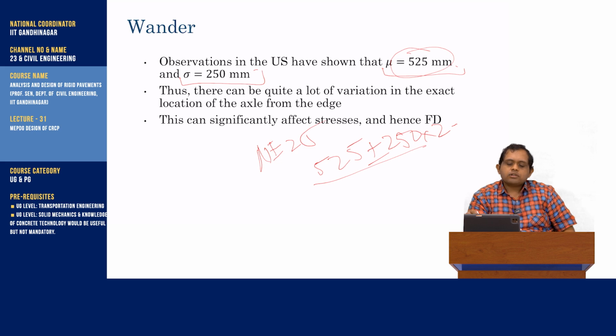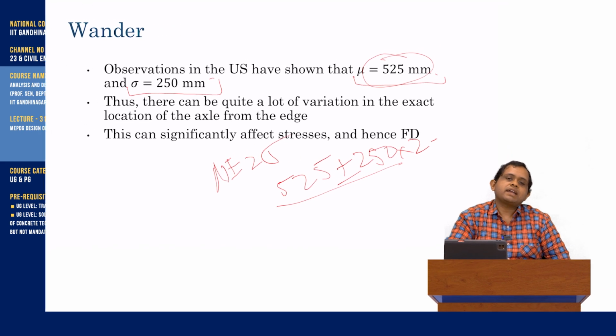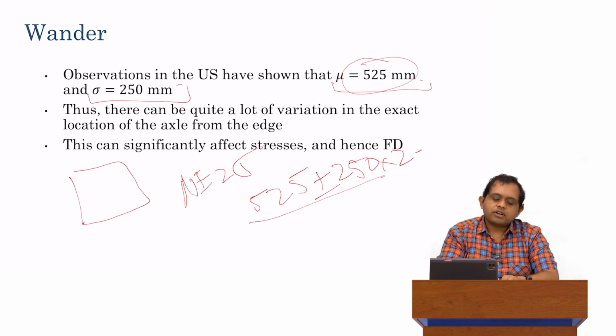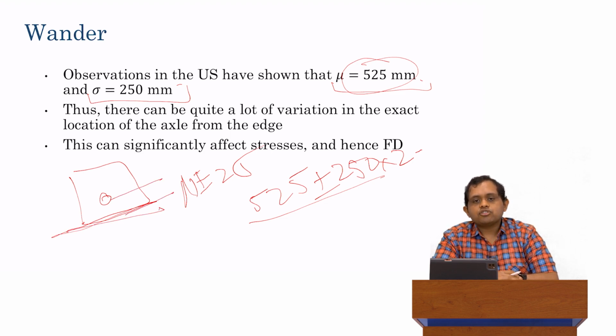So there is quite a lot of variation in the exact location of the axle from the edge. As I'll show you in the next slide, this is actually very important to consider, especially for rigid pavements. It is very important because, depending on the distance of our tire from the longitudinal edge, which is what we call the lateral position, the stress changes dramatically.